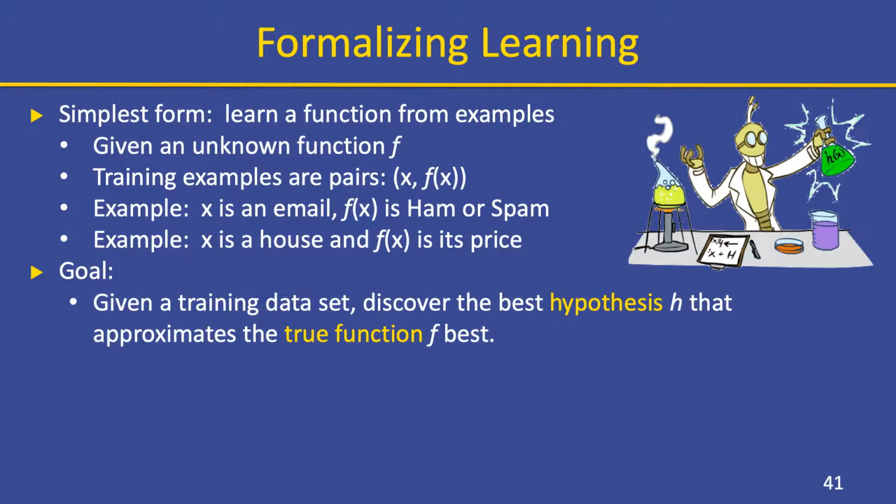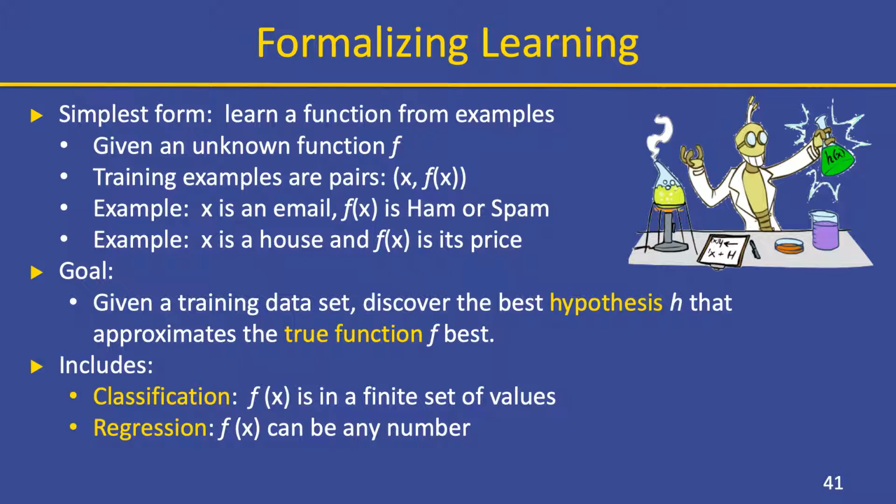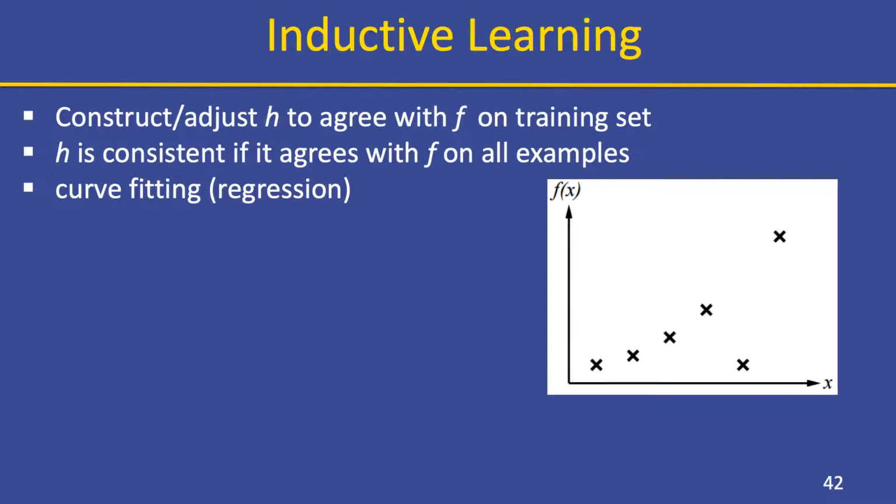function f best. In classification problems, f of x is in a finite set of values like spam or ham or a digit 0 through 9, but we can also have regression problems where f of x can be any number. So what we want to do is construct or adjust our hypothesis h to agree with f on the training set. We say that h is consistent if it agrees with f on all the examples.